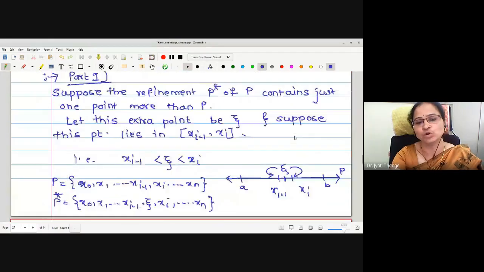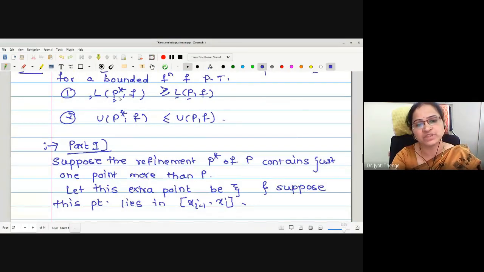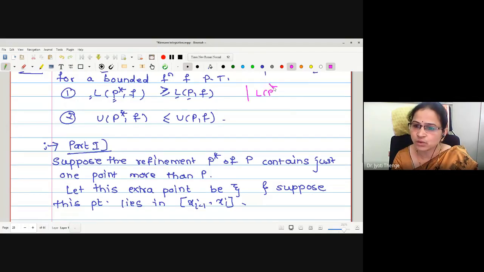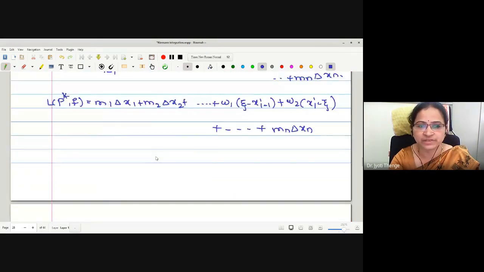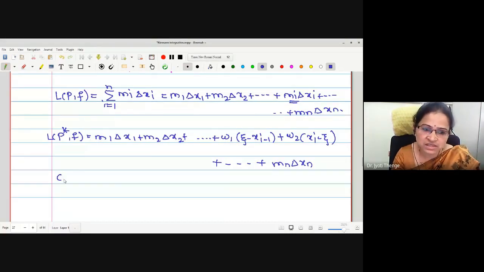Now actually we want to prove the result that the lower sum with respect to P star is greater than or equal to the lower sum with respect to P. Therefore, is it sufficient for me to prove that the difference is greater than or equal to 0? Is it okay for you? Yes, ma'am. So we prove that L(P*, f) minus L(P, f) is greater than or equal to 0. Therefore, I will start with this difference because I have calculated both the values L(P*, f) and L(P, f). Let me thus consider L(P*, f) minus L(P, f).